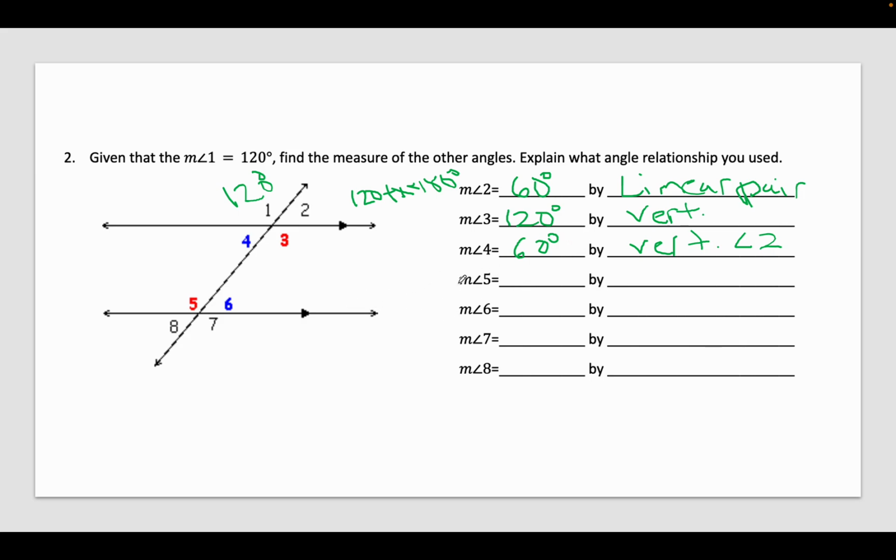Angle 5, 120. If I just moved angle 1 down the line, that would be angle 5, so copied and pasted. That's going to be corresponding. Angle 6, 60, is corresponding to 2. Corresponding to 2.